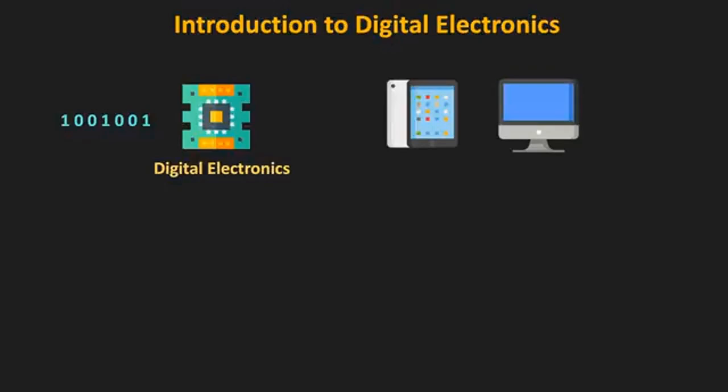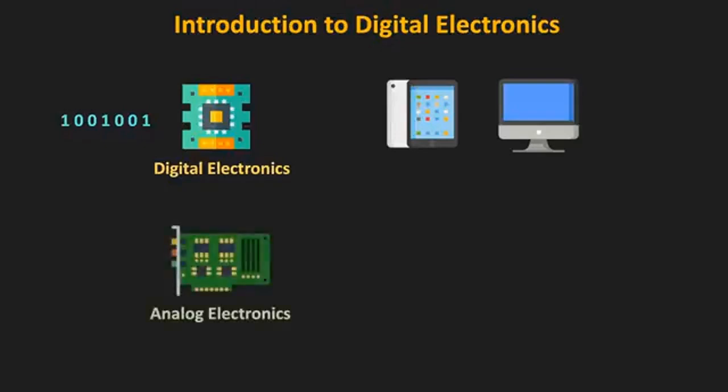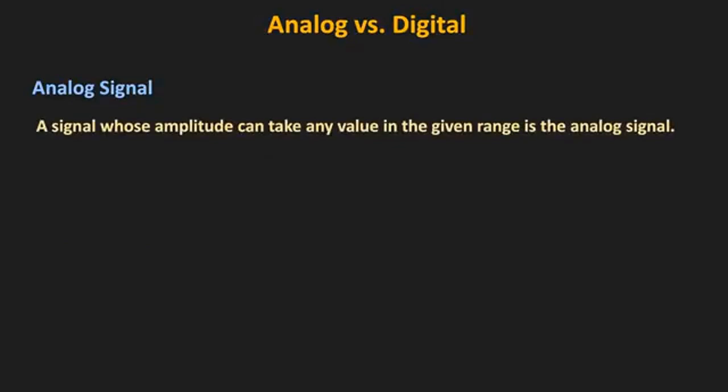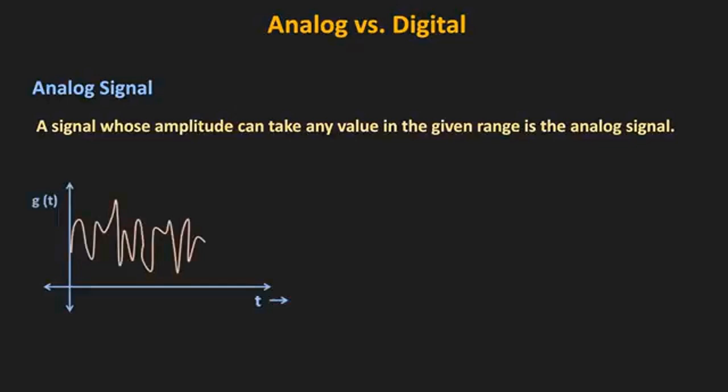On the other hand, analog electronics deals with analog signals. The basic examples include amplifiers, timing and wave shaping circuits. The analog signal is a type of signal whose amplitude can take any value in the given time range.